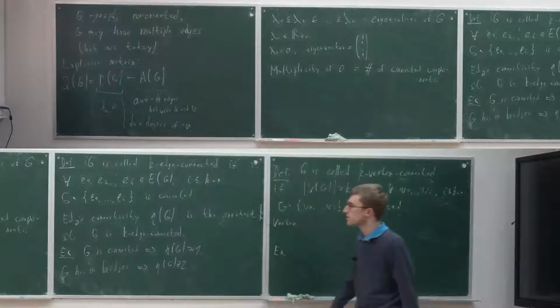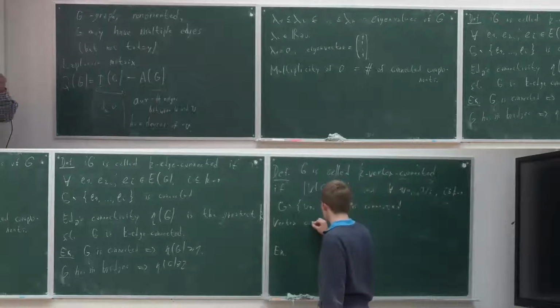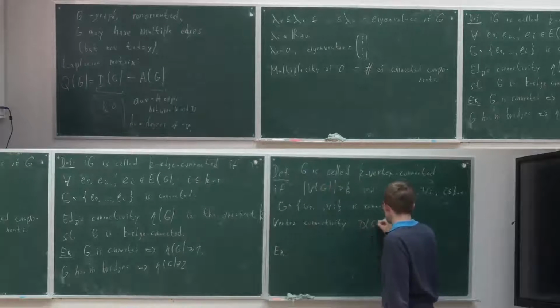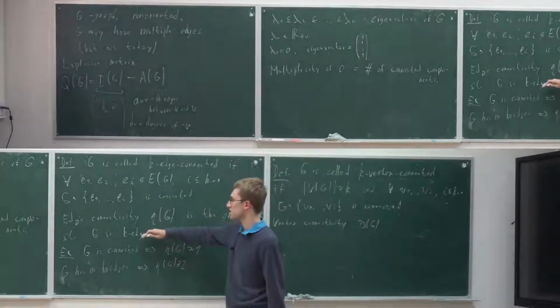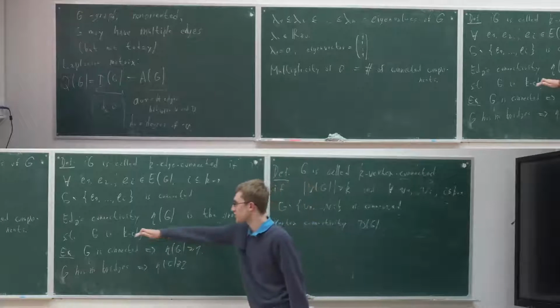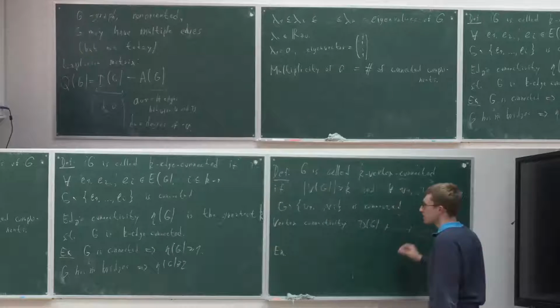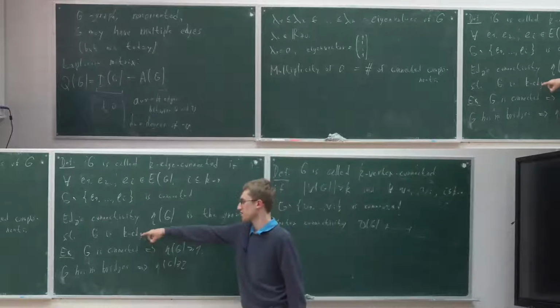So we have the notion of vertex connectivity, which is denoted by nu of G. The definition is just the same as this, but with vertices. Here one should write K-vertex connected instead of K-edge connected.